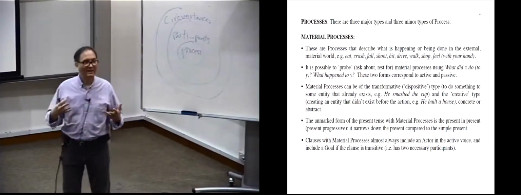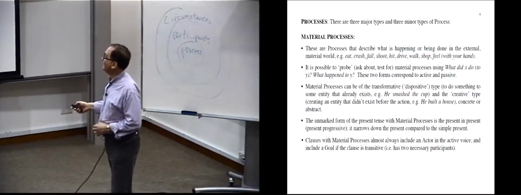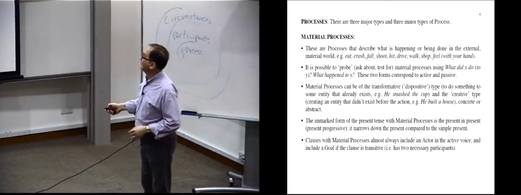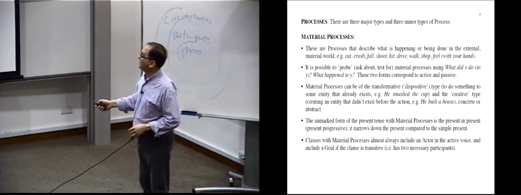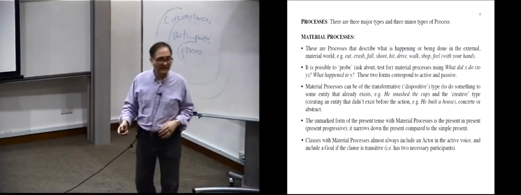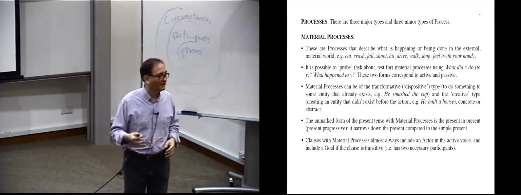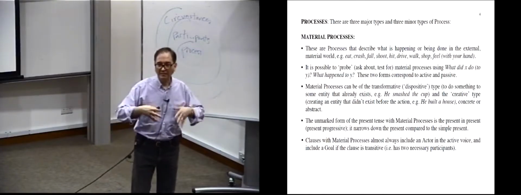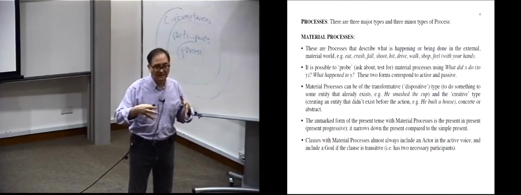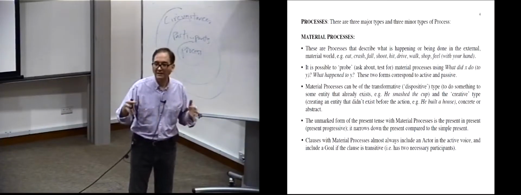There's something going on. And the thing about this is it narrows it down. If I say he eats peanut butter, right? That's very broad. That's the unmarked, the simple present tense in English. If I say he eats peanut butter.